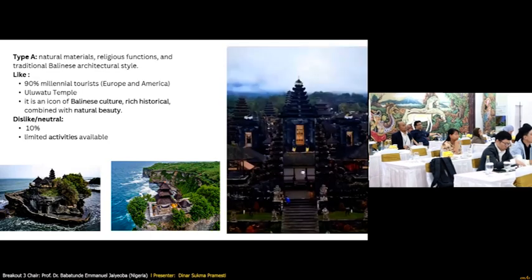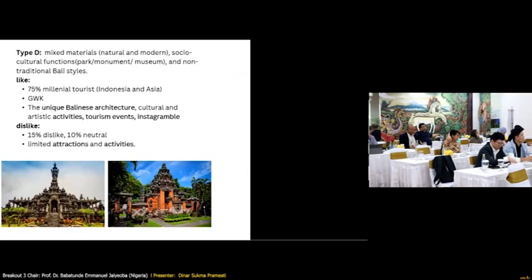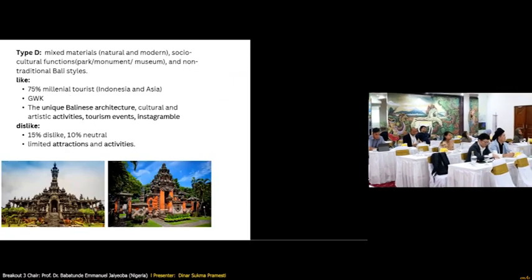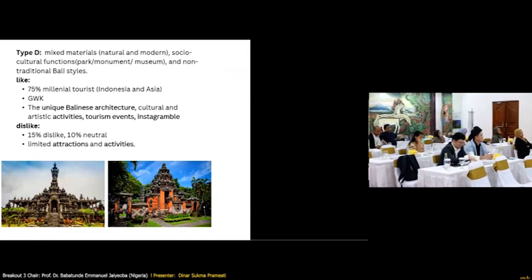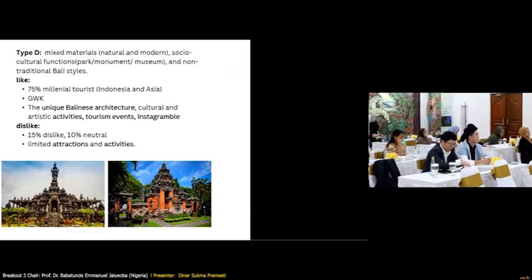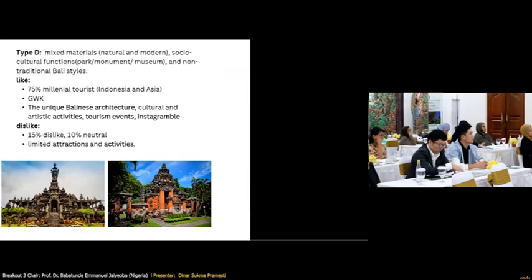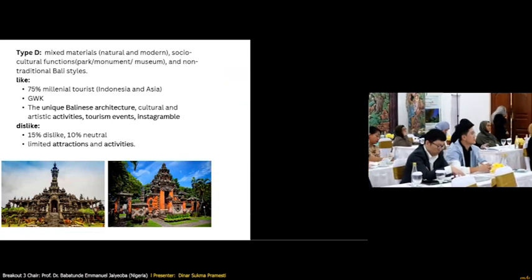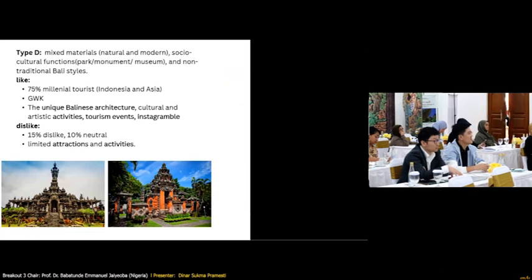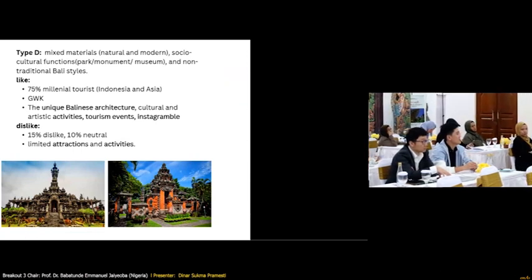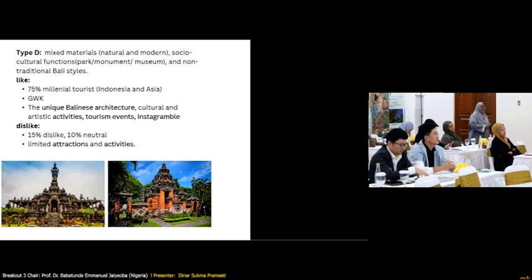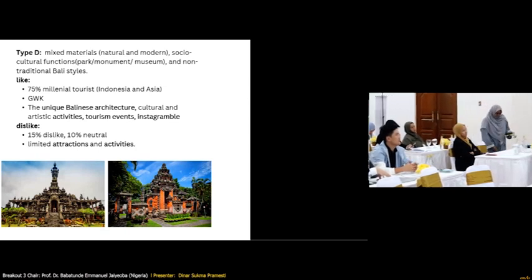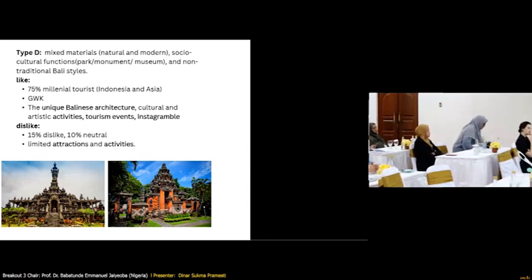The next type is type D. Type D is mixed material, natural and modern, with a socio-cultural function like a park, monument, or museum, and a non-traditional Balinese style. 75% of millennial tourists like this type, and the most likely are from Indonesia and Asia. The most favorite is GWK, Garuda Wisnu Kencana.